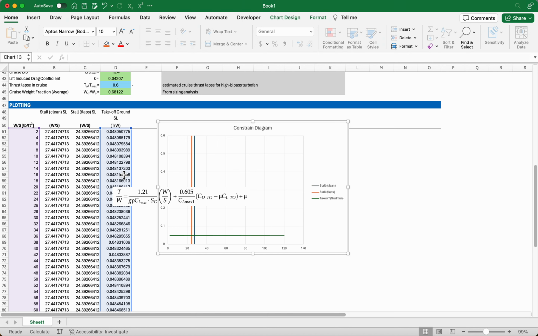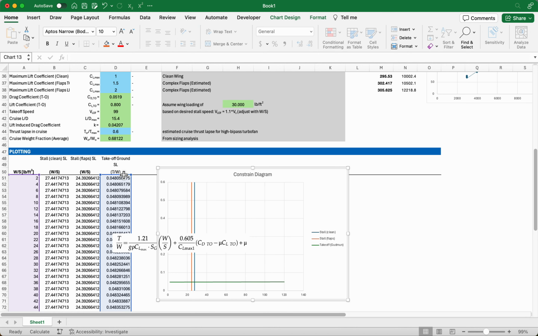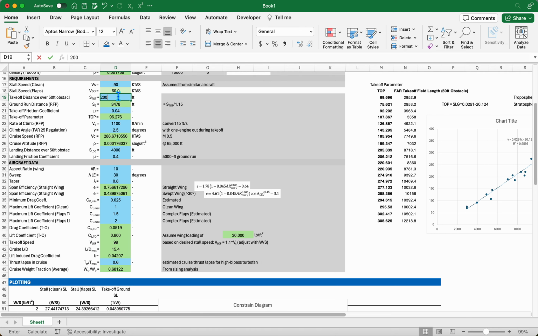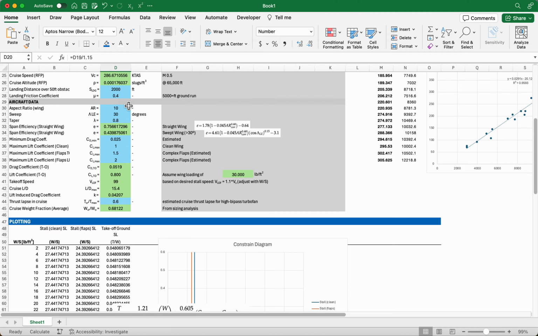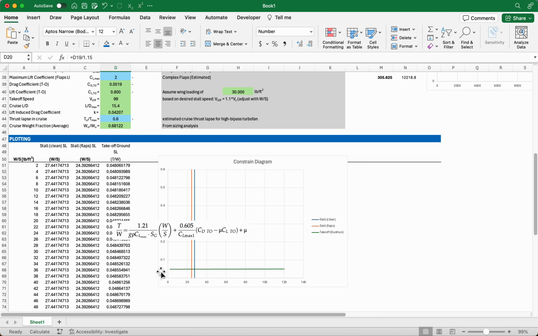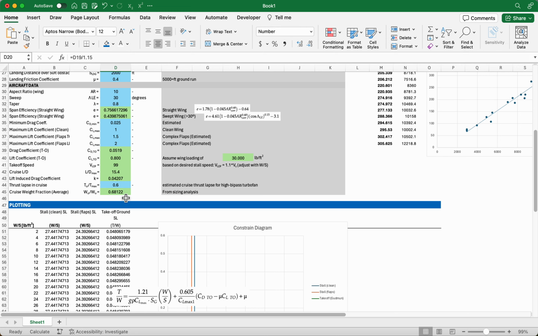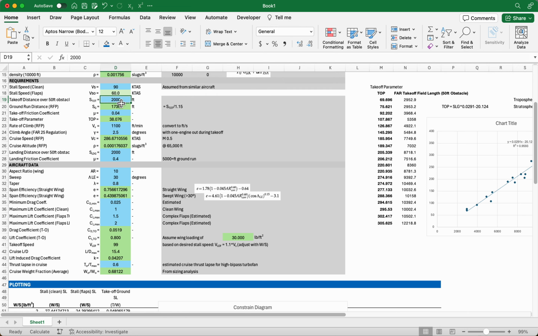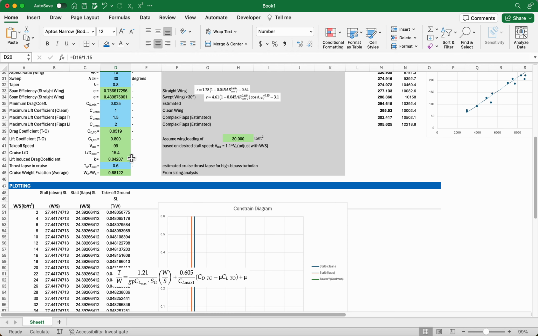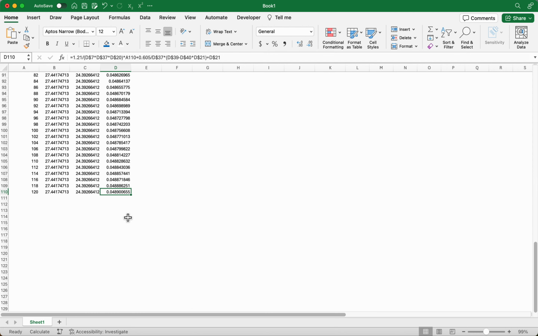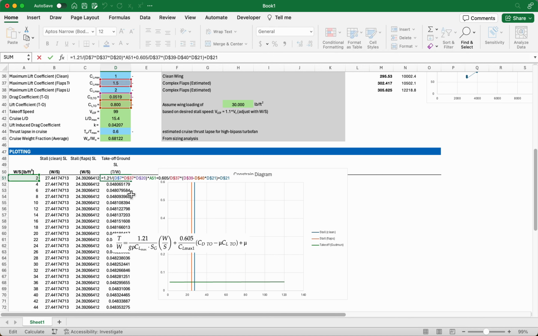Let's look at the effect of maybe our ground run. If we change our ground run, how does this change our slope? Let's make our ground run requirement maybe much smaller. It has to take off in 2,000 feet over a 50-foot obstacle. And we can see that the thrust to weight ratio has decreased 0.04. Let's increase this now to 4,000. What is going on here? This thrust to weight ratio is way too low.